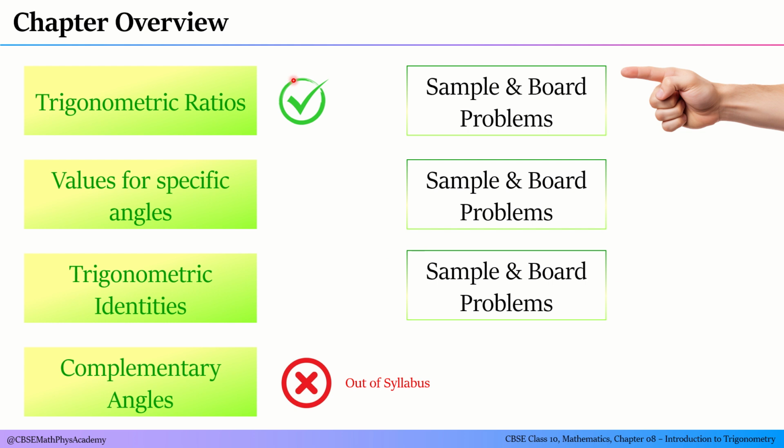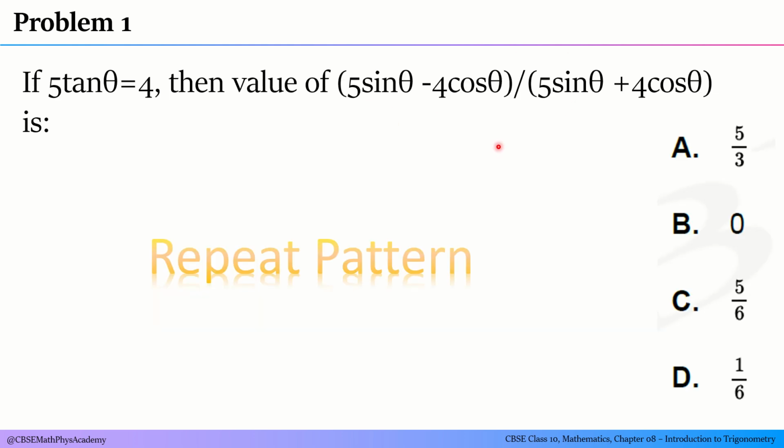So we have completed trigonometric ratios. Presently, we are solving board problems for trigonometric ratios. And this problem, what I'm going to discuss now, is quite a repeat pattern. Kindly familiarize yourself well. So they'll give you an equation like 5 tan theta is equal to 4, and the trigonometric expression, you can see, (5 sin theta minus 4 cos theta) divided by (5 sin theta plus 4 cos theta). And there are 4 options, and you need to find out which is the right answer.